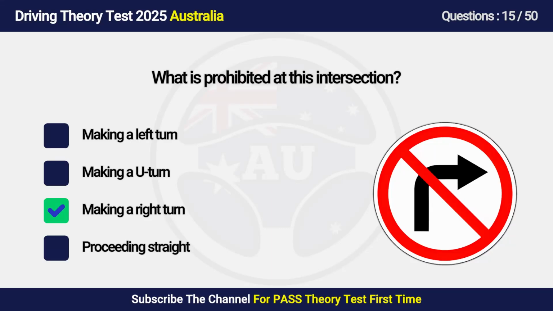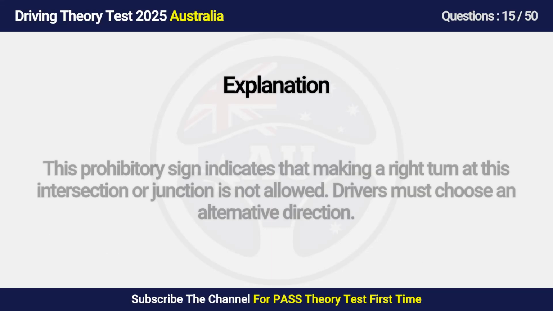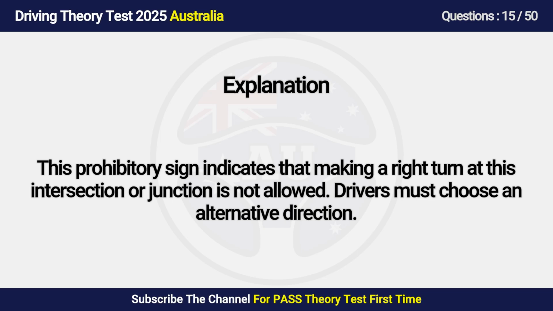Answer is C. Making a right turn. This prohibitory sign indicates that making a right turn at this intersection or junction is not allowed. Drivers must choose an alternative direction.